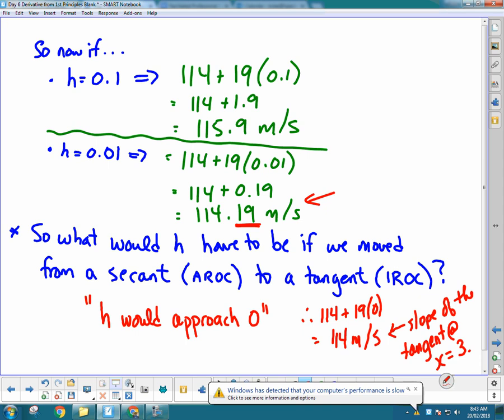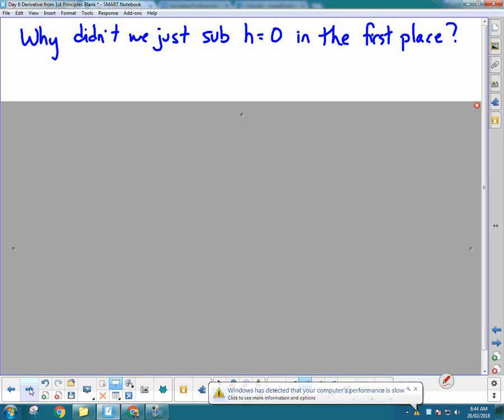All we did before on the first few days was get really, really close, and then we would guess that it was 114, and then we'd go to Desmos and say, yep, we're right. But here is the first time we've done this math. So my question is, what's the big deal? Why wouldn't we just plug in 0 from the start? Why didn't we just plug in h equals 0 from the start? And why did we have to go through this whole formula of putting in h equals h and that sort of stuff?